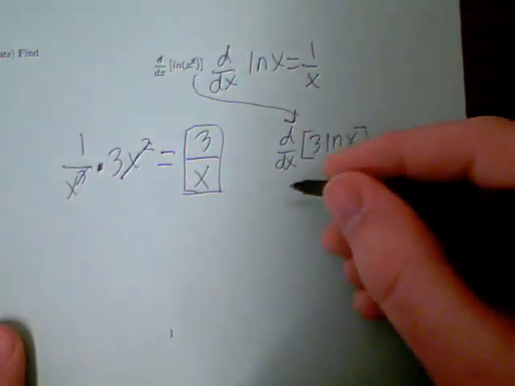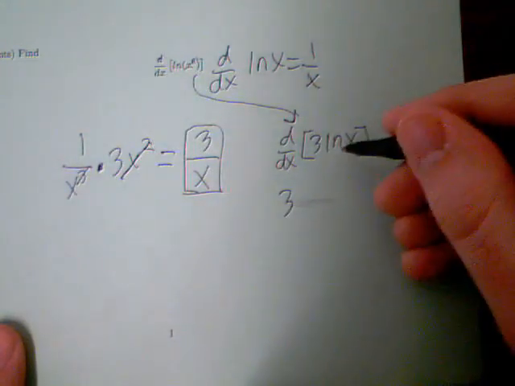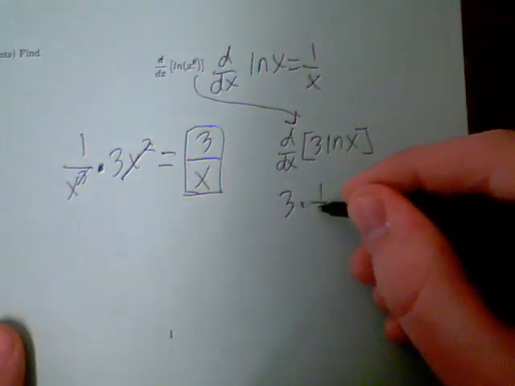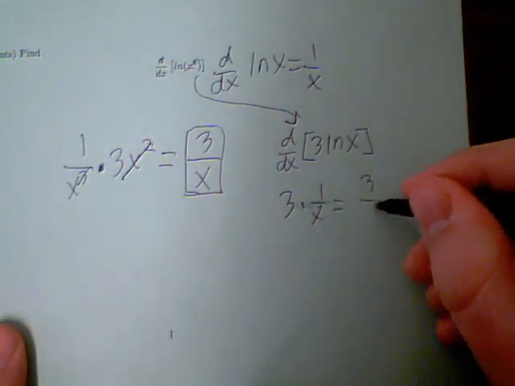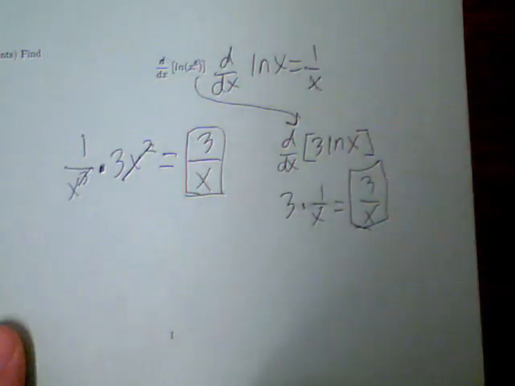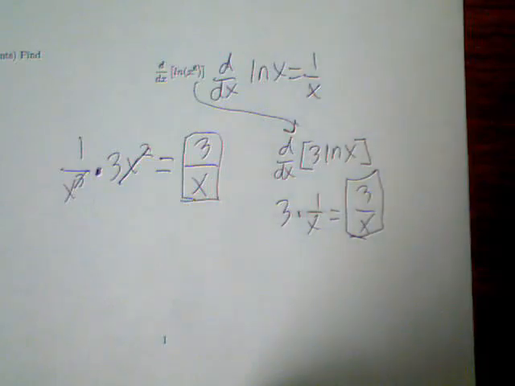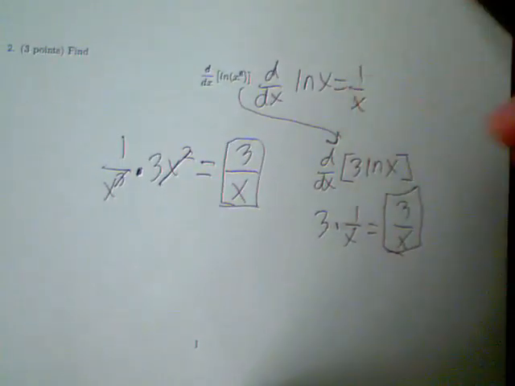Well, that's just a constant multiple. I can just leave that alone and then take the derivative of natural log of x. Well, that's just 1 over x. Which is the same number, done 2 different ways. So you can do this whichever way you prefer.